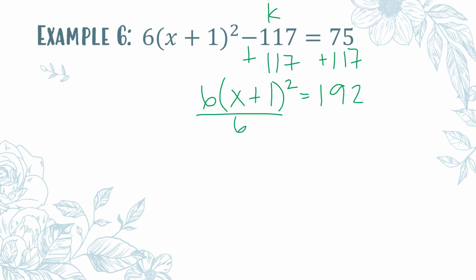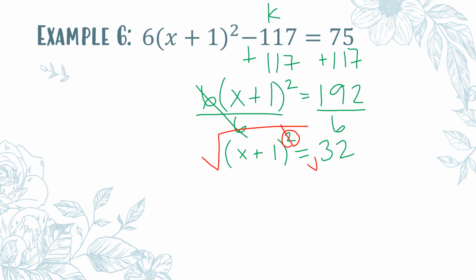And then divide both sides by 6. Again, you cannot distribute the 6 because of where the exponent is. So I'm going to bring down x plus 1 squared, and then 192 divided by 6 is 32. So now I'm at the stage where to get rid of this exponent, I can take the square root, and then I am going to need to actually break down 32 now to simplify it.